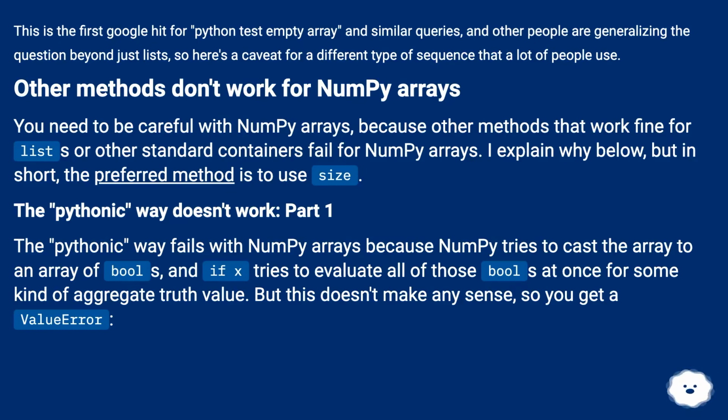The Pythonic way doesn't work. Part 1. The Pythonic way fails with NumPy arrays, because NumPy tries to cast the array to an array of bools, and "if x" tries to evaluate all of those bools at once for some kind of aggregate truth value. But this doesn't make any sense, so you get a ValueError.